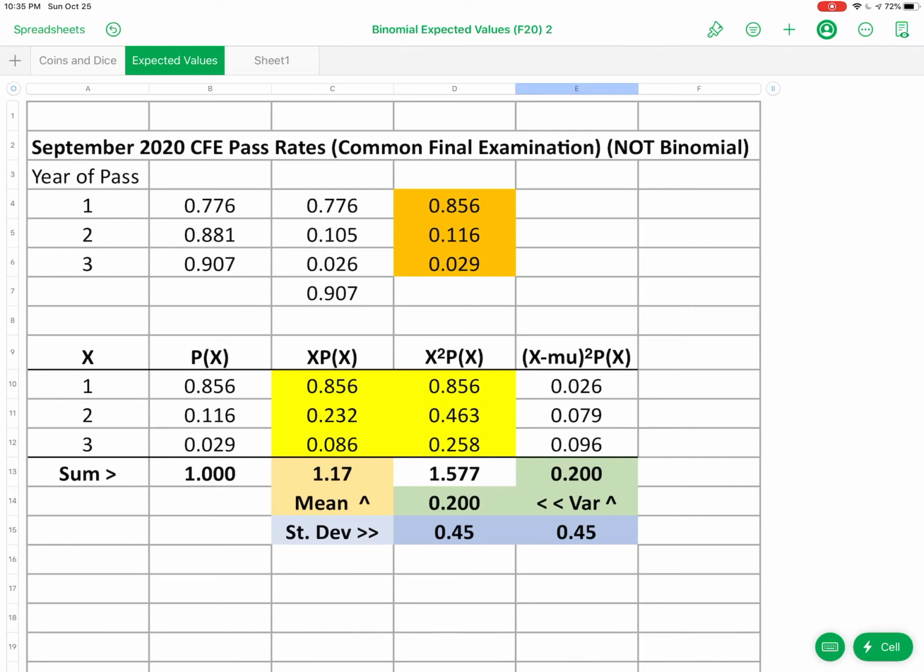So it's looking at the September 2020, I think it's actually the 2019 CFE pass rates, because I don't think the 2020s are out yet. And so this is talking about the year of passing.